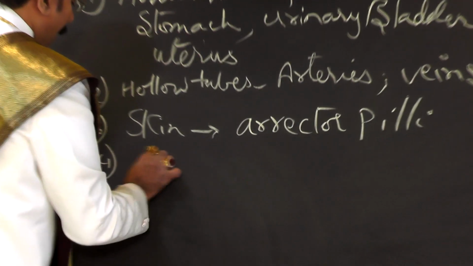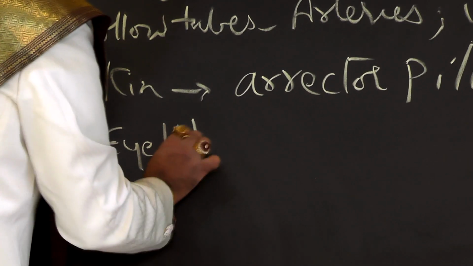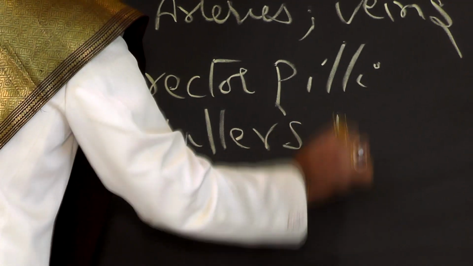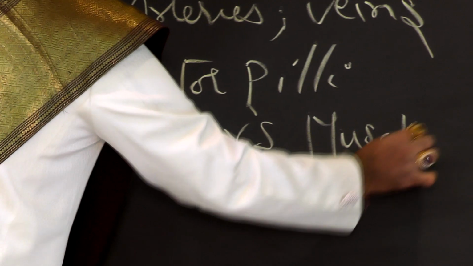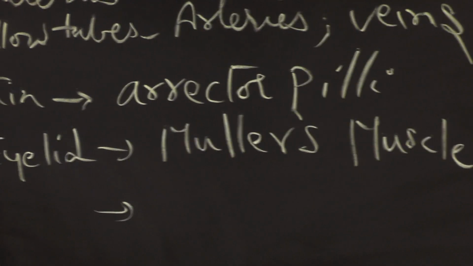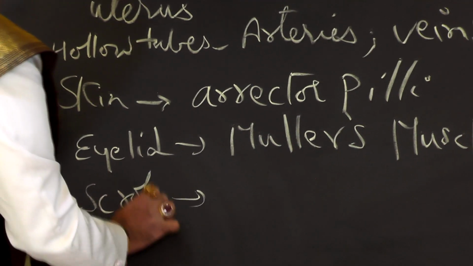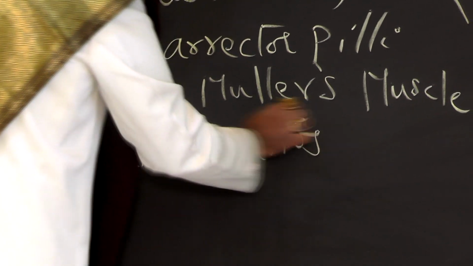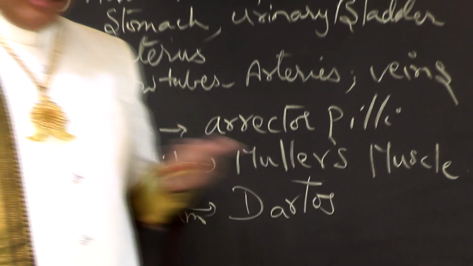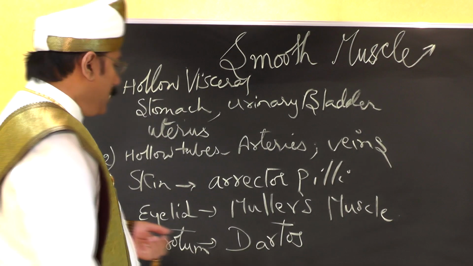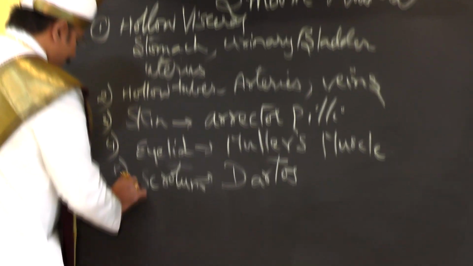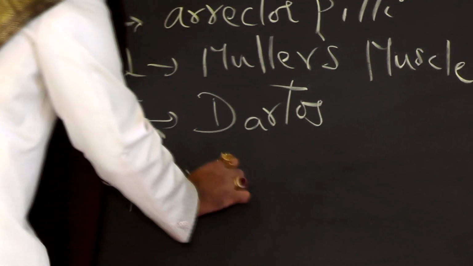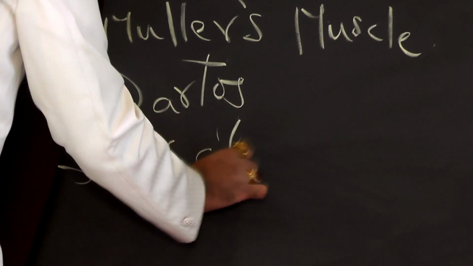Also in the eyelid it is present, and it is called Muller's muscle. It is also present in males in the scrotum. In the scrotum there is a muscle called dartos. The dartos muscle of the scrotum is also a smooth muscle. So these are also present in the eye. They are present in the iris and ciliary body.